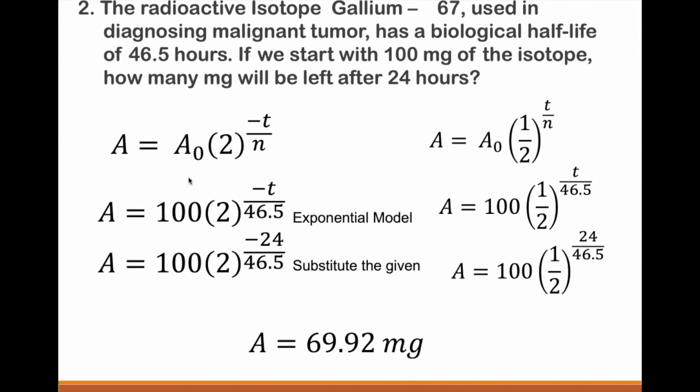Again, we started with 100 and then the half-life. You have your exponential model, and to find the answer, simply substitute the given time, 24 hours. Using either of the two formulas, you'll have 69.92 milligrams. Please take note of the unit of measurement. You have to indicate the unit of measurement.